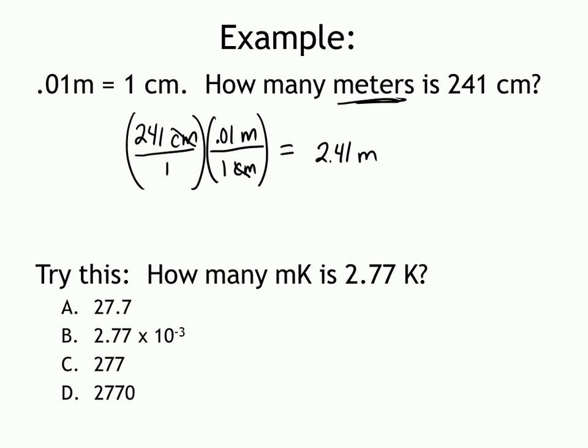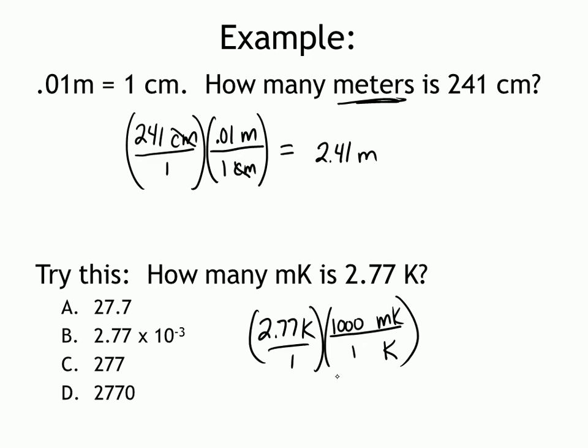All right, I want you to try a problem now, and so you can pause the video while you calculate the problem. You need to convert 2.77 Kelvin into millikelvin. Okay, and the way to do that is you take 2.77 Kelvin, the given number, put it over 1, then multiply it by the conversion factor from Kelvin to millikelvin. And again, you want the kelvins to cancel, 1 on top, so you want 1 on the bottom, and the number of millikelvins in 1 Kelvin is 1,000.